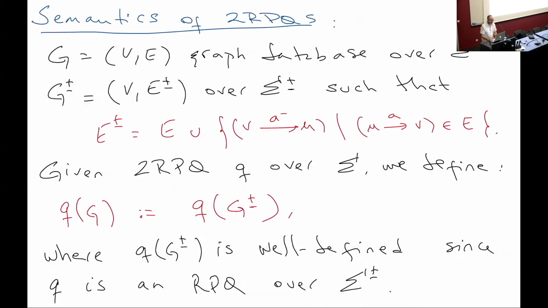And how is this going to be interpreted? Well, since we extended the alphabet of the graph database, each time we have an edge U goes to B labeled A, we're going to add the inverse edge that goes from B to U labeled A minus. So now we evaluate our two-way regular path query as if it was a standard regular path query over this extended alphabet, over the completion of the graph database with all possible inverses.